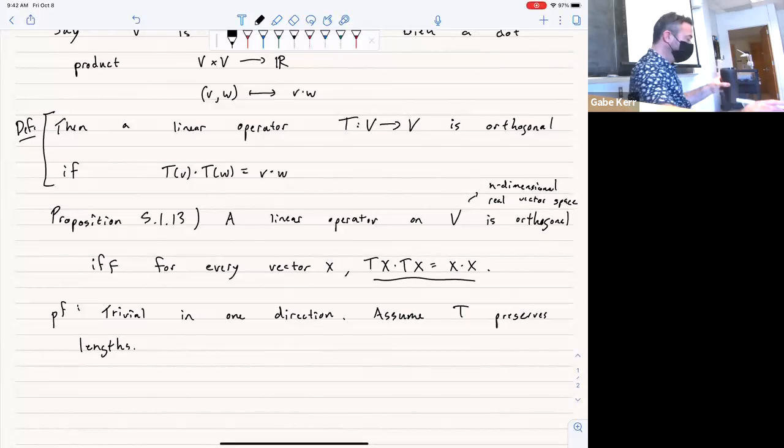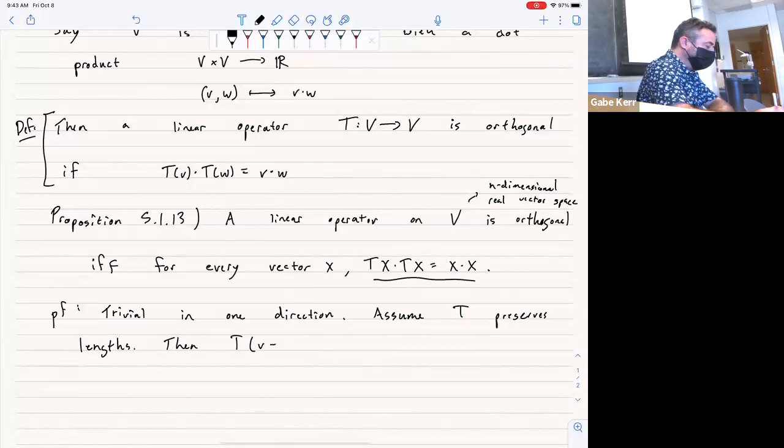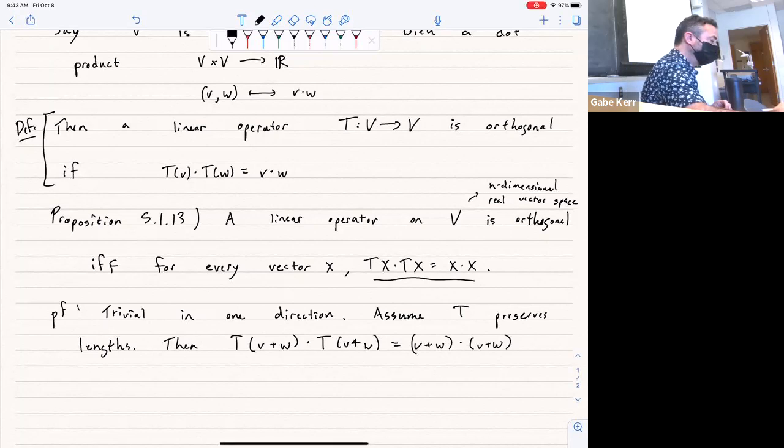Then you just do the following thing. You just take T of V. It doesn't really matter. You can take V minus or V plus. I'll do plus. Oh, it does. Pardon. This should equal T of V plus W, right, taking X to be V plus W. That should be true. But we can expand both sides of this.